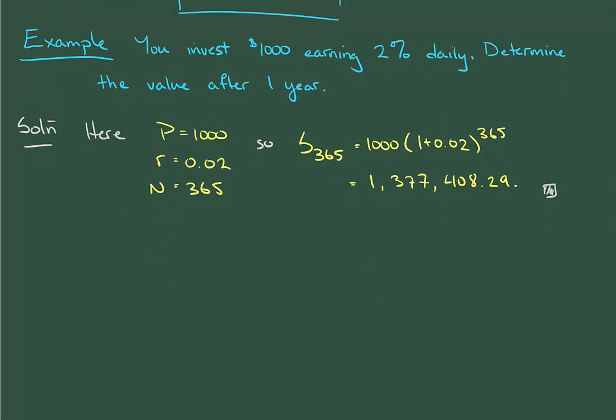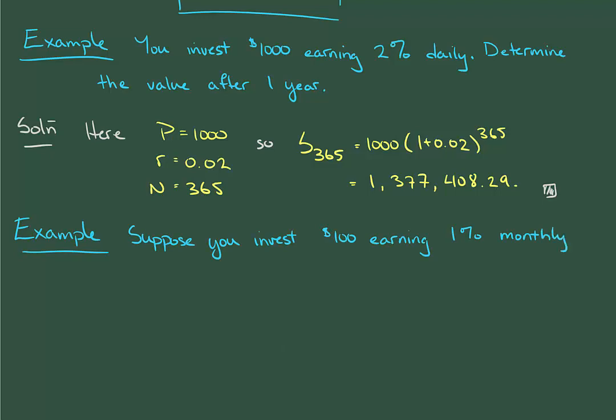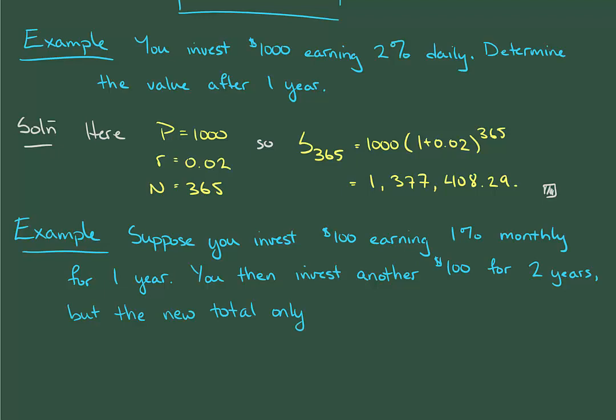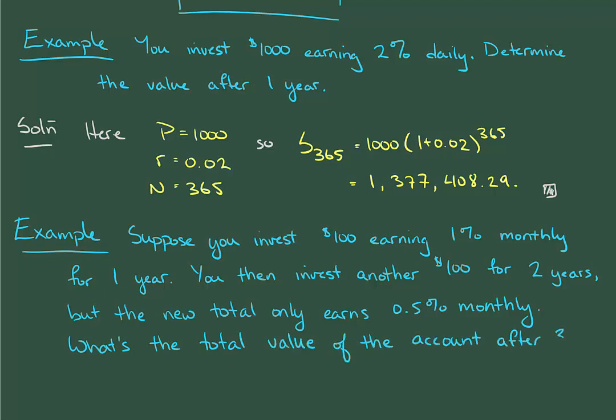All right, let's do a slightly more complicated example this time. So let's begin by supposing we invest $100, and let's say we do it at 1% monthly. That's a little bit more realistic than our previous example. So we do it at 1% monthly and we do it for a year. Now, at the end of that year, we take another $100 and we throw it onto whatever the value of our account is. We're going to invest it for another 2 years, but this time at only 0.5% monthly. So let's figure out what the value of this account is after the full 3 years.